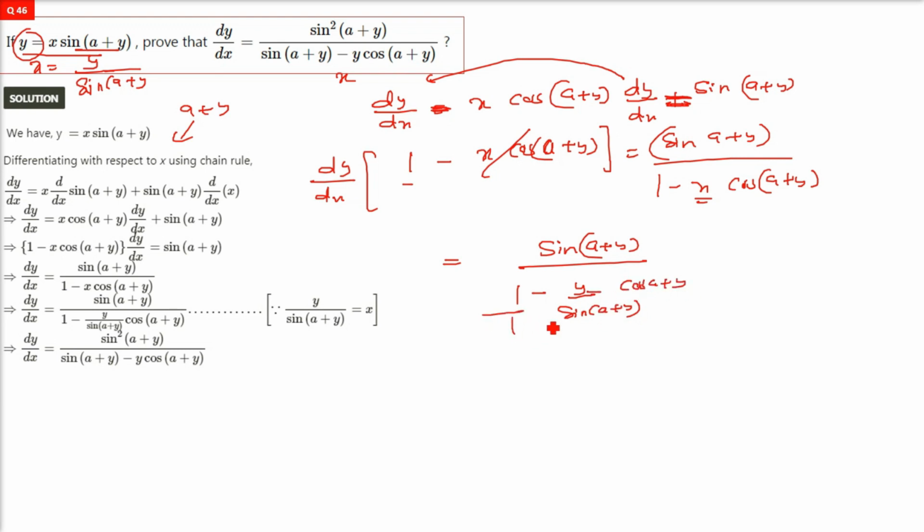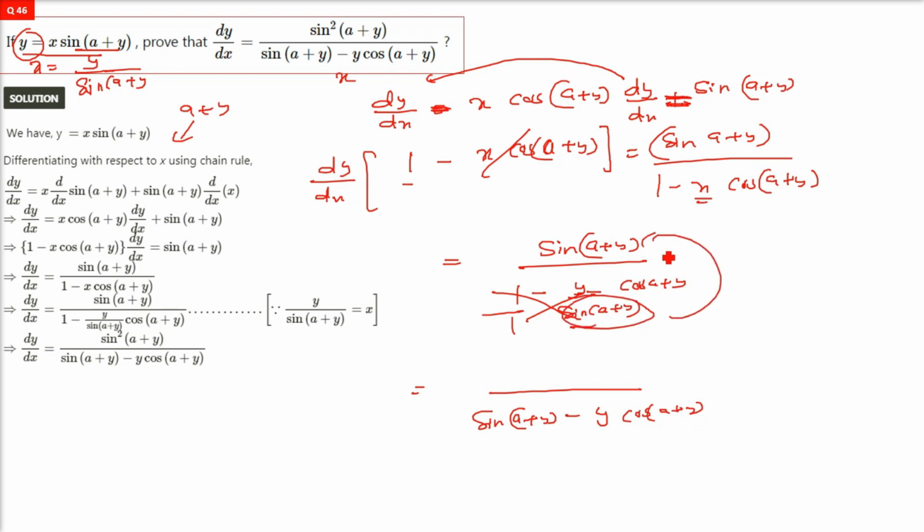So what do you get? I'm talking about the denominator now. So sin(a plus y) minus y cos(a plus y), and it is divided by sin(a plus y), that goes up. So it will be sin square(a plus y). It goes up, sin square(a plus y). So dy by dx will be this one. Now what is this? This is what we wanted.